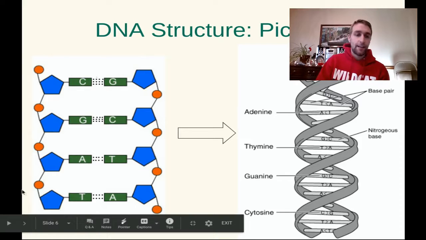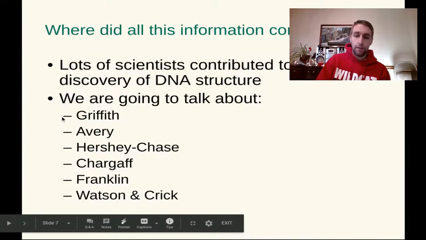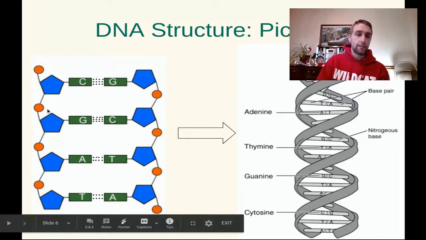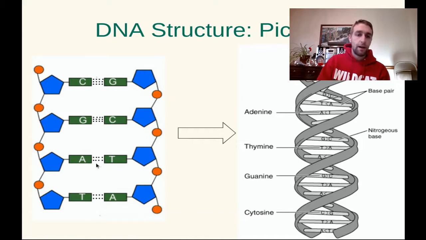Next, look at the solid lines. Those are all covalent bonds. So these are all covalent bonds here, every solid line you see. So the things that hold this side of the ladder together are covalent bonds over here, hydrogen bonds in the middle.